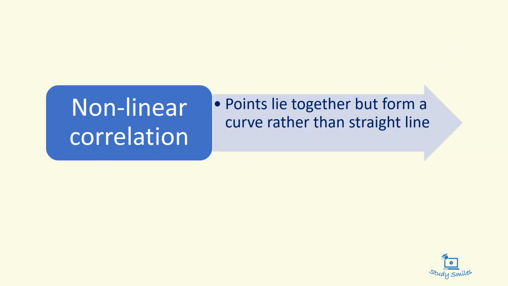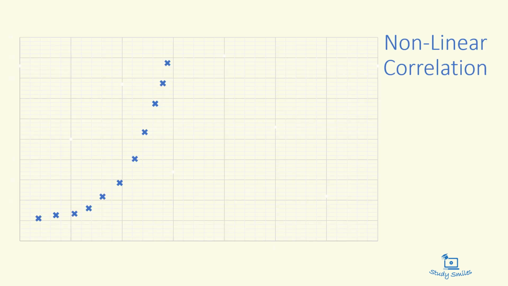Now, nonlinear correlation is an alternative type of correlation where there is a relationship between two variables, but the points lie together forming a curve rather than a straight line. Here we can see an example of a non-linear correlation with the data points close together curving upwards. It's useful to be aware of non-linear correlation. However, the focus on interpreting scatter diagrams and correlations in this course will be linear correlations.